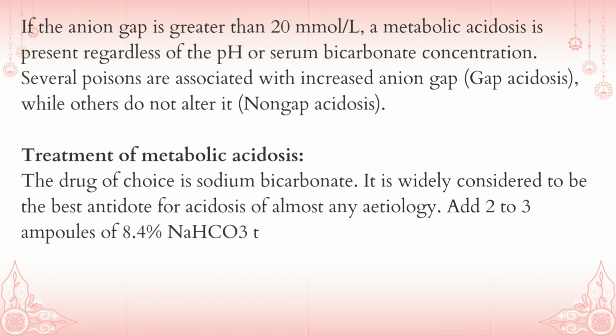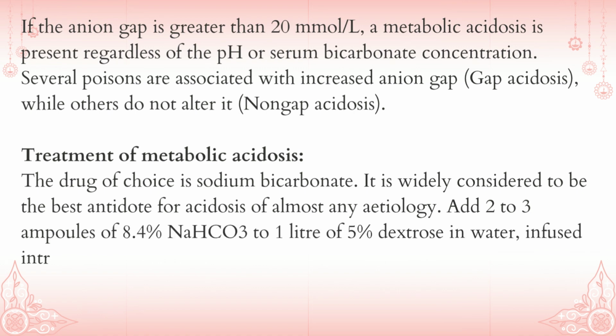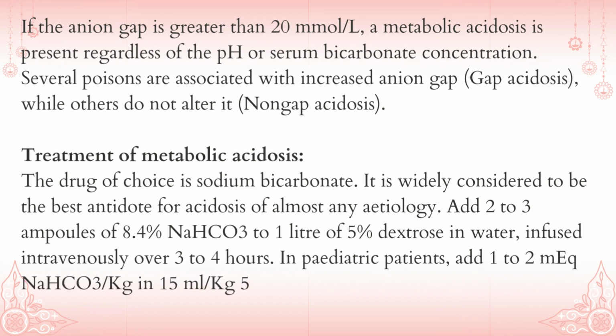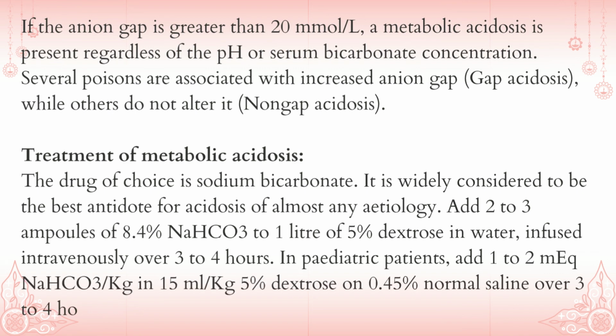The drug of choice is sodium bicarbonate. It is widely considered to be the best antidote for acidosis of almost any etiology. Add 2 to 3 ampules of 8.4% sodium hydrogen carbonate to 1 liter of 5% dextrose in water, infused intravenously over 3 to 4 hours. In pediatric patients, add 1 to 2 mEq/kg NaHCO3 in 15 milliliters per kilogram 5% dextrose in 0.45% normal saline over 3 to 4 hours.